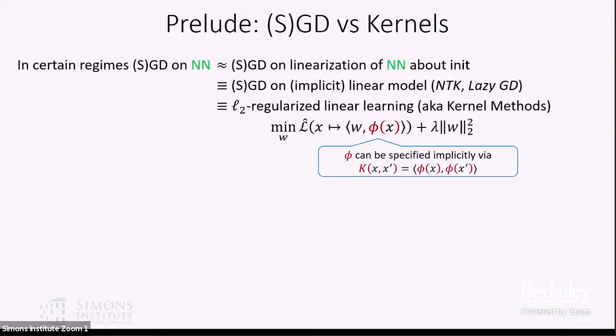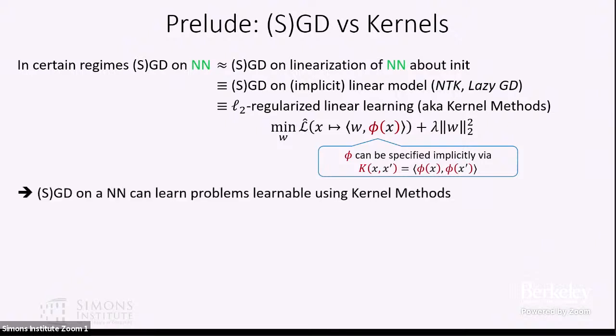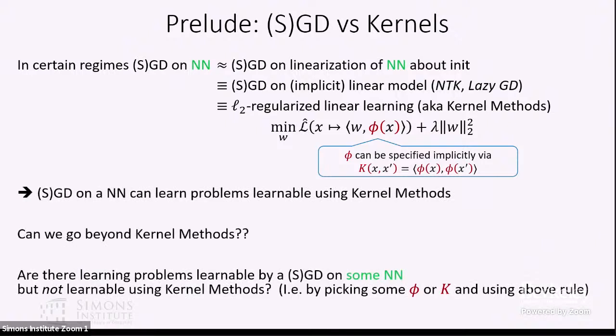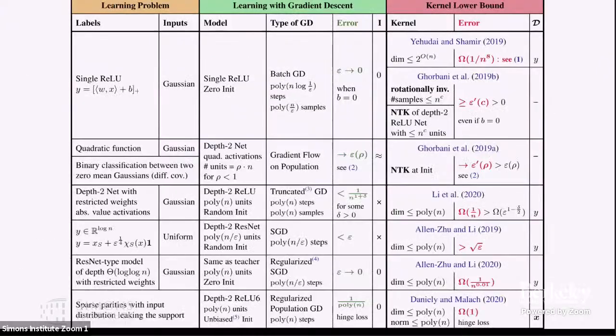And this is, from my perspective, a very disappointing view of deep learning, because it would suggest that the things we can explain using this view are only things we can do with kernels. We already know how to learn with kernels. What's the point? We want to go beyond that. So can we go beyond that? The short answer is yes, there are many problems that are learnable using gradient descent on a neural network, but not learnable using any kernel. And there's been a lot of work on that.